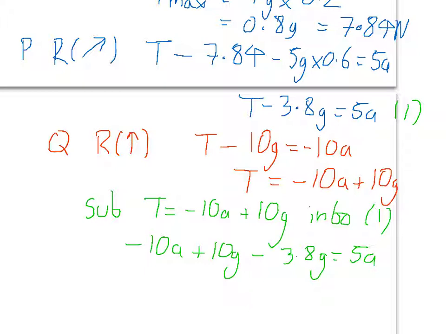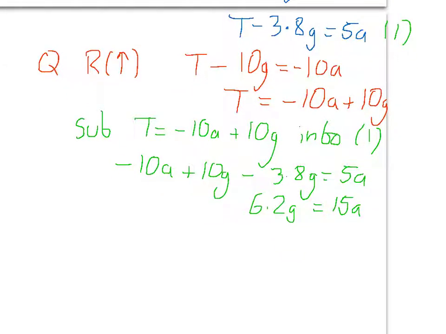So collect together the g's on one side, because remember g is just gravity, and the A's on the other, and you end up with 6.2g equals 15A, which means acceleration is equal to 4.05 ms to the minus 2, or to two significant figures, 4.1 ms to the minus 2. Finally, that's part A completed.